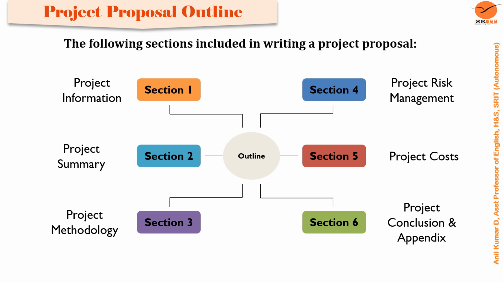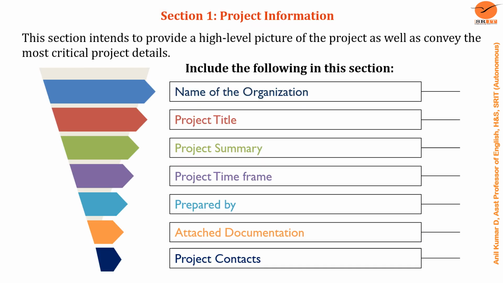While doing any project, there could be some risks, and how you are going to plan to manage those risks, that you will include in section 4. And in section 5, establish the project costs. And in section 6, you need to write about the project conclusion and relevant appendix like references, any charts, any outlines, any statistics, any diagrams. All these things you will include in section 6. These are the most important 6 sections one must include in writing a very effective project proposal. Let us go in deep section by section.